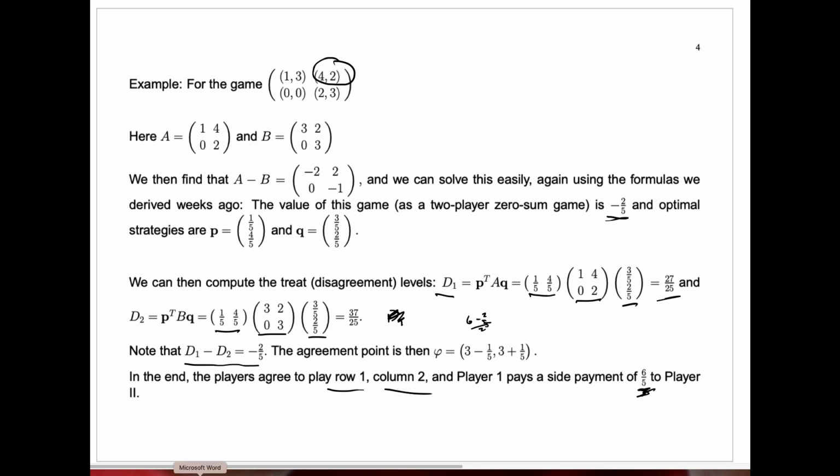Again, both players should be reasonably comfortable with this, since both players are getting the same amount more than they could get by themselves without any cooperation whatsoever.